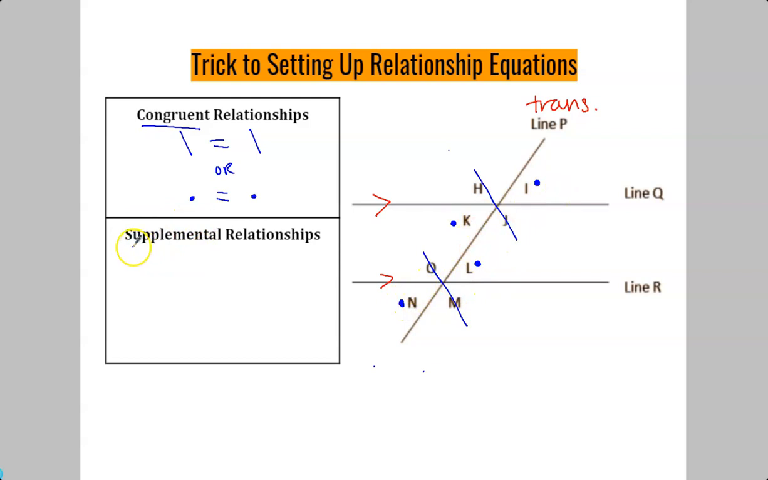If it is supplementary, we would say a line plus a dot is equal to 180 degrees. So any angle that's labeled with a line and any angle that's labeled with a dot, if we added them together, they would always equal 180 degrees. So hopefully that helps you with not just your naming, but then also a little trick in order for you to figure out whether your equation should be congruent or supplementary.